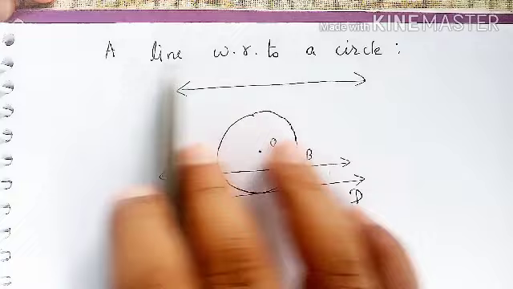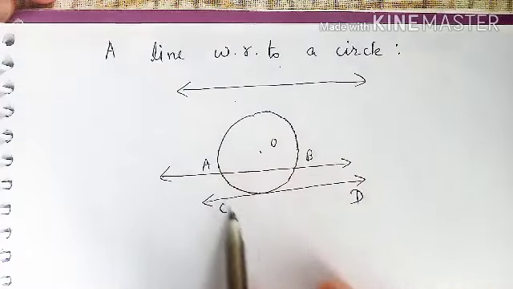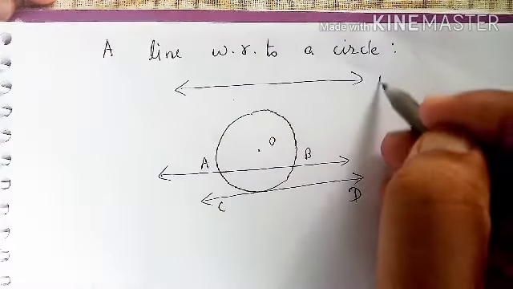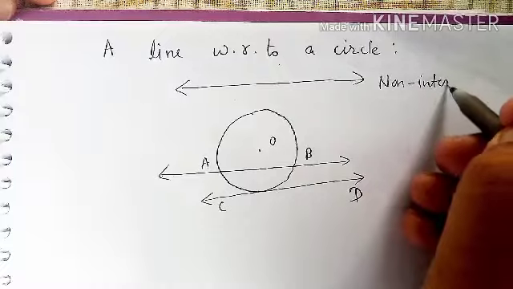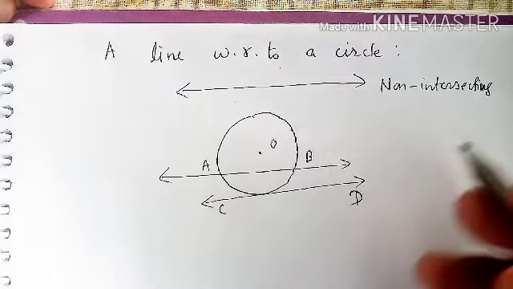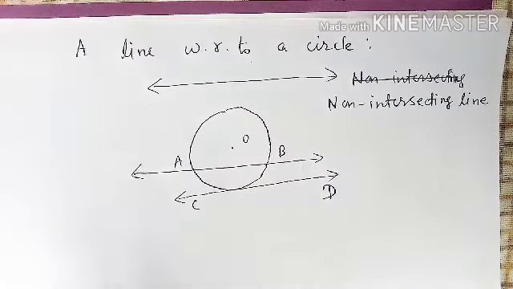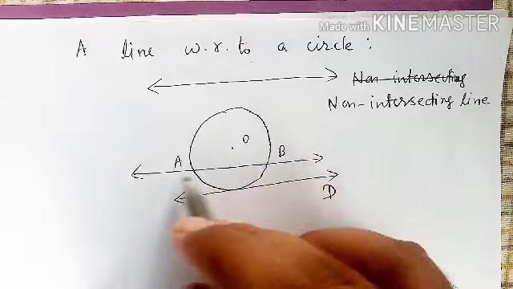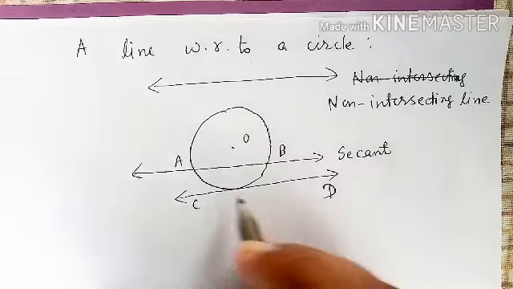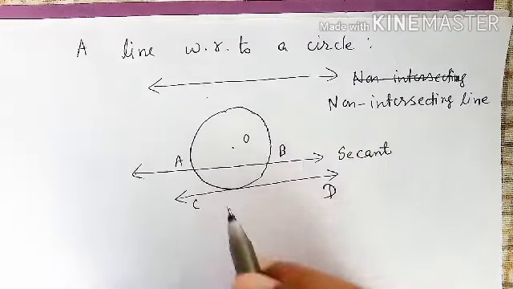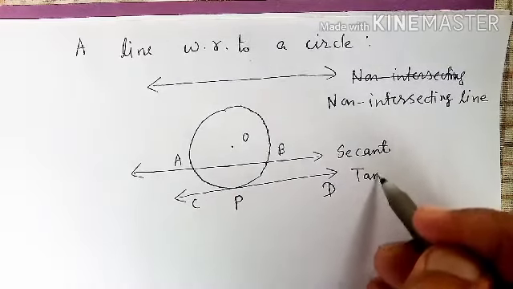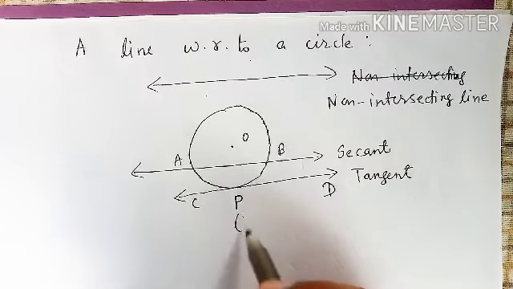A line with respect to a circle. This is a circle, this is a line. This line does not intersect this circle, so this is named non-intersecting line. This line intersects the circle at 2 points, so this is named secant. This line intersects the circle at only 1 point, P, so this is named tangent. This P is called point of contact.